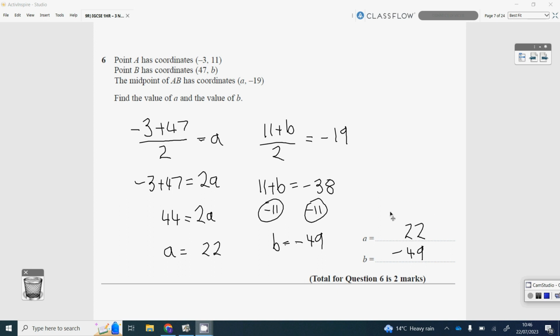Now, moving over to the y coordinates, the average of 11 and b is minus 19. So the average of 11 and b, so 11 plus b divided by 2. When we average 11 and b, we get minus 19. So here's a second equation we've constructed, which we can now solve. So multiply both sides by 2, take away 11 from both sides, we get b being minus 49.